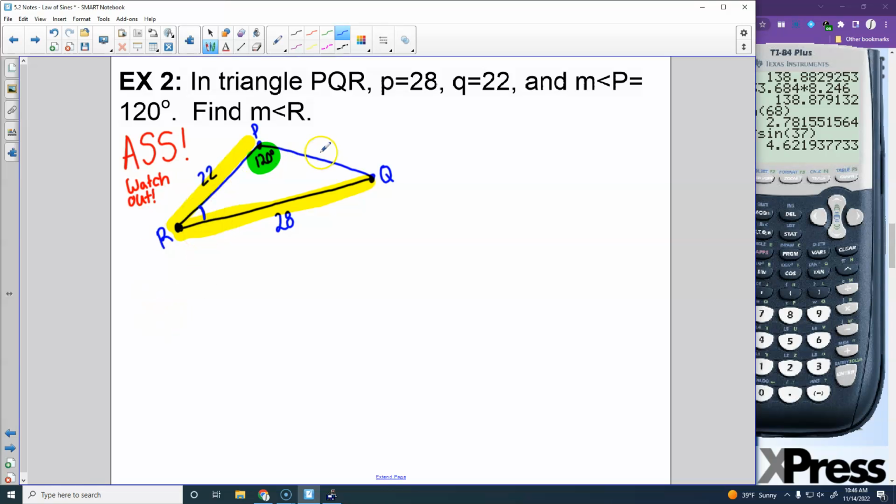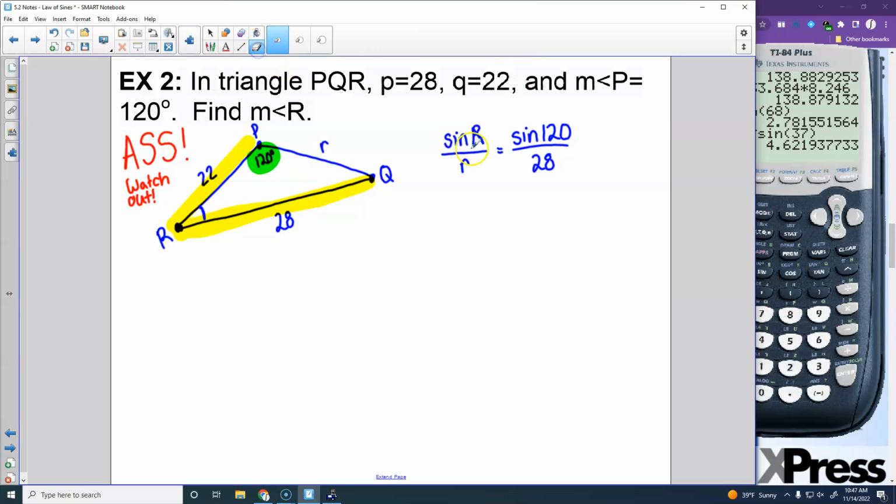Do I know the side across from angle R? I do not. Can I find angle R right now? I cannot. Because if I set it up, it would look like this. Don't write this down because this is wrong. It'd look like sine R over lowercase r equals sine 120 over 28. Can I solve when I have 2 variables? I cannot. So I cannot find R.